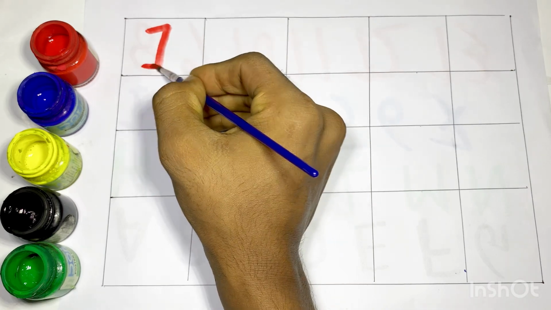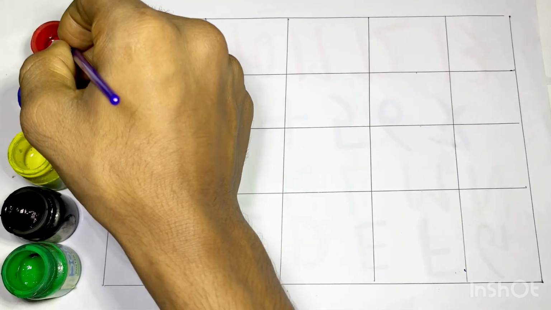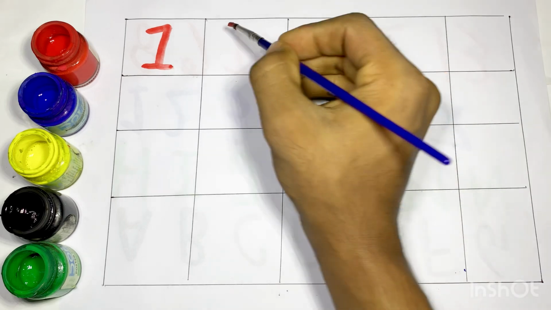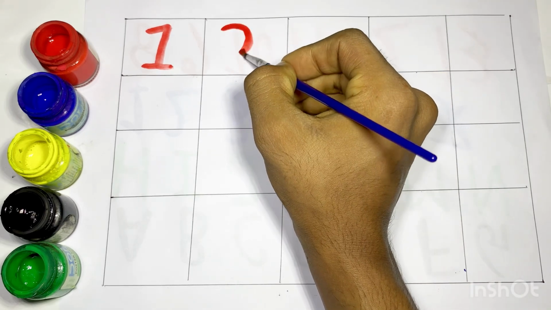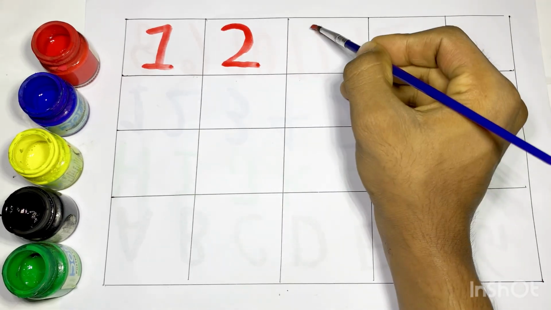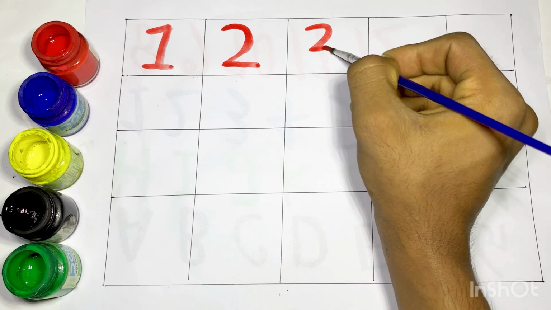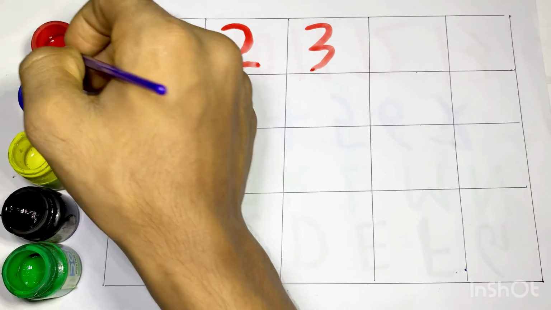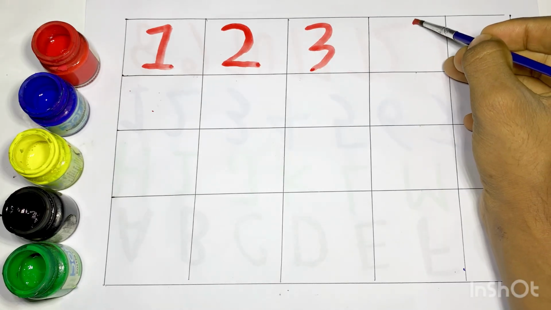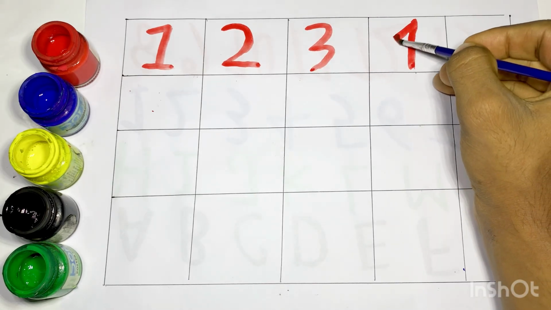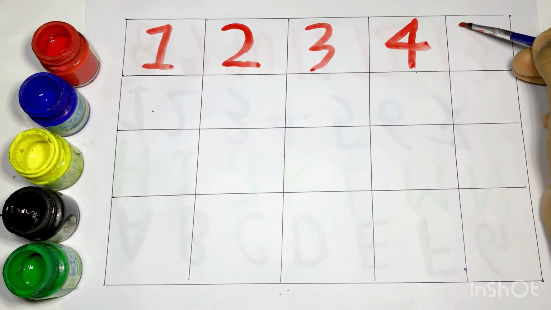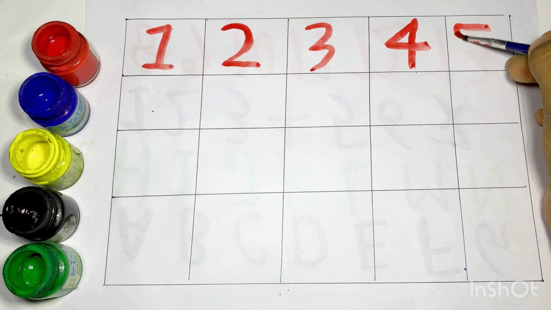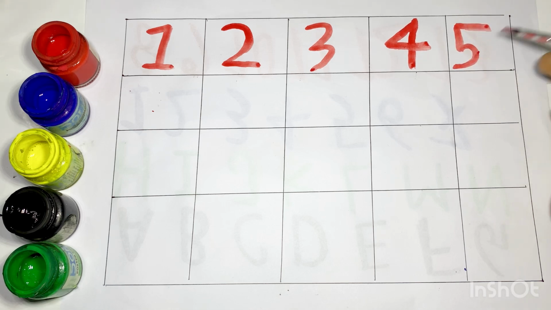O N E, 1. Kids, again use red color and draw 2. T W O, 2. 3. T H R E E, 3. Kids, again use red color and draw 4. F O U R, 4. 5. F I V E, 5.